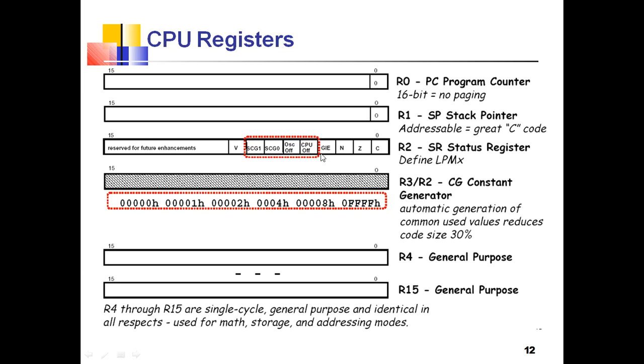Here this register is going to maintain the status of all the arithmetic operations: whether the result is negative, zero, if there is any carry, or if there is any overflow. Next, using the status register, we can also control the oscillator, CPU and constant generator operations. Out of that, some bits are used currently, and some bits are reserved for future enhancement. Next, R3 is the constant generator, which automatically generates commonly used values and reduces the code size by 30%.